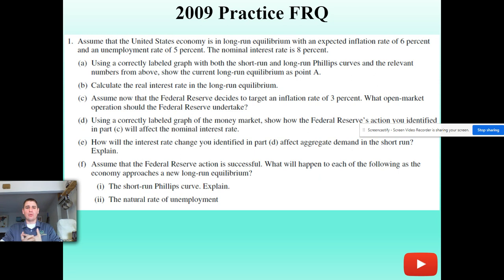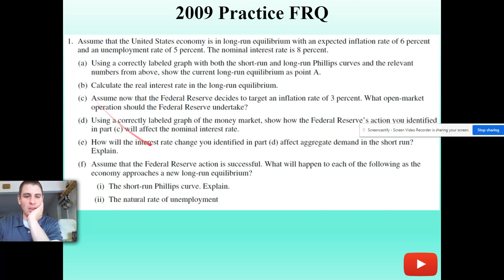Using a correctly labeled graph of the money market, show how the Federal Reserve's actions you identified in Part C will affect nominal interest rates. Easy, right? Money demand, money supply. Well, if they sell, the money supply shifts to the left, causing nominal interest rates to increase.